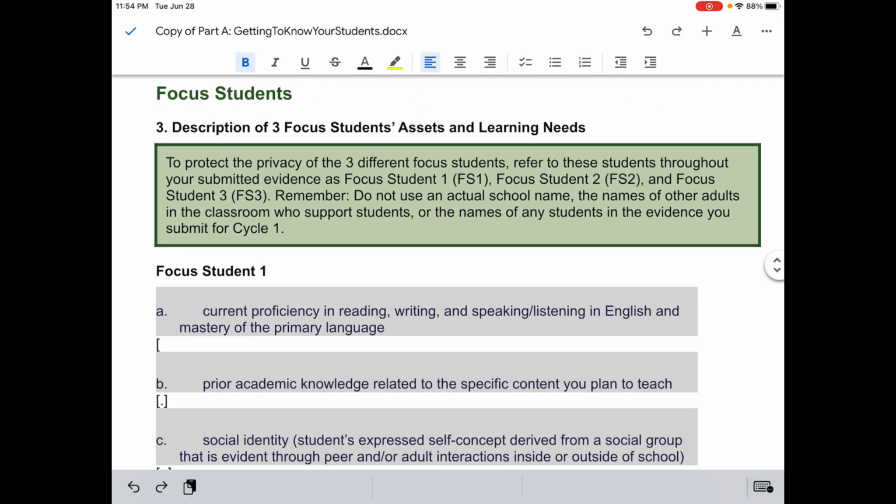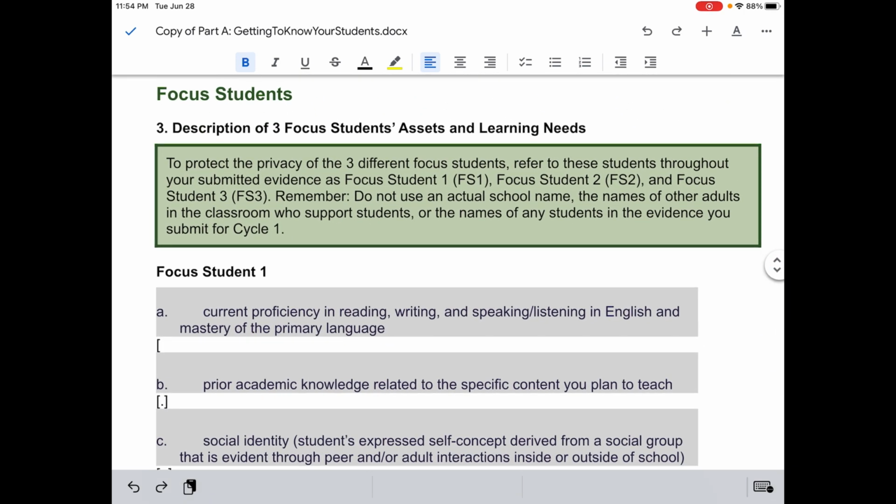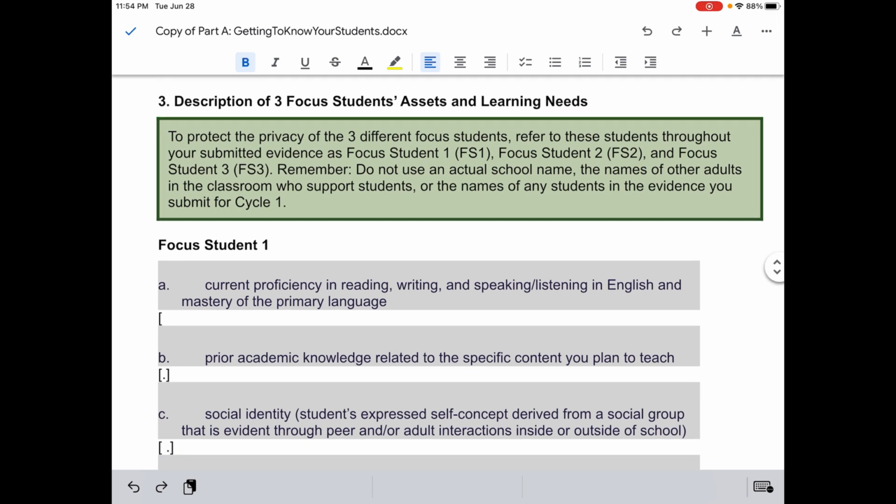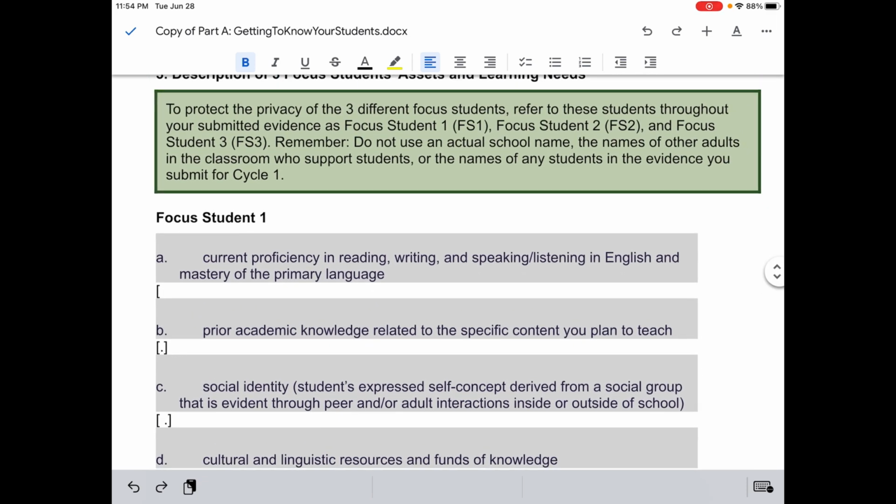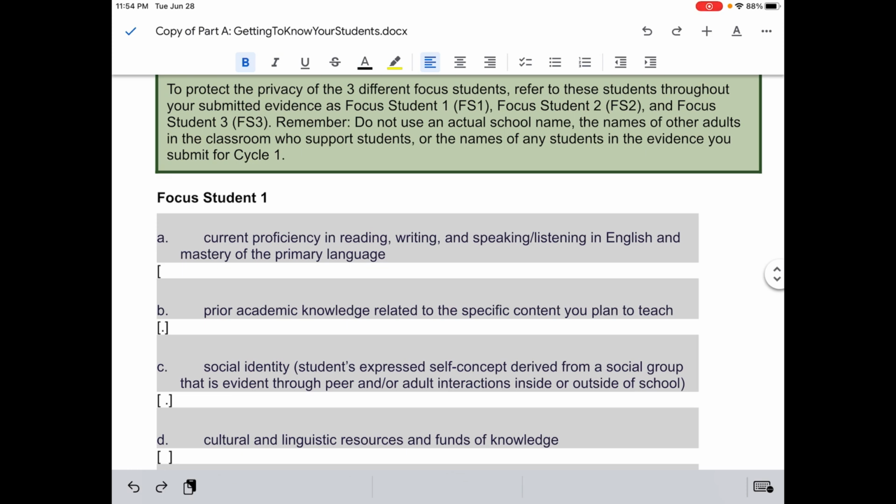So then if we go on, we have focus students. And it says description of 3 focus students, assets, and learning needs. This is talking to us about how we need to select 3 students that we need to talk about throughout this lesson, those 3 students that we are going to be mainly focusing on. Our first focus student, as I mentioned, needs to be an English learner.